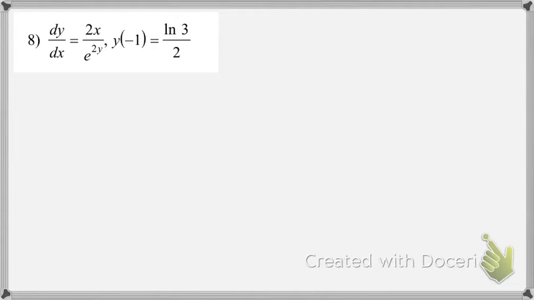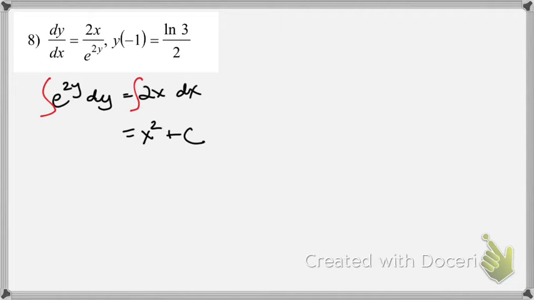Okay, separating the variables, we get e to the 2y dy equals 2x dx. Integrate both sides, and you get, on the right side, x squared plus c. On the left side, this is e to the 2y divided by 2, or times 1/2. Okay? Now, before you take the natural log of both sides, you're going to want to get rid of that fraction. So multiply everything by 2 on both sides.